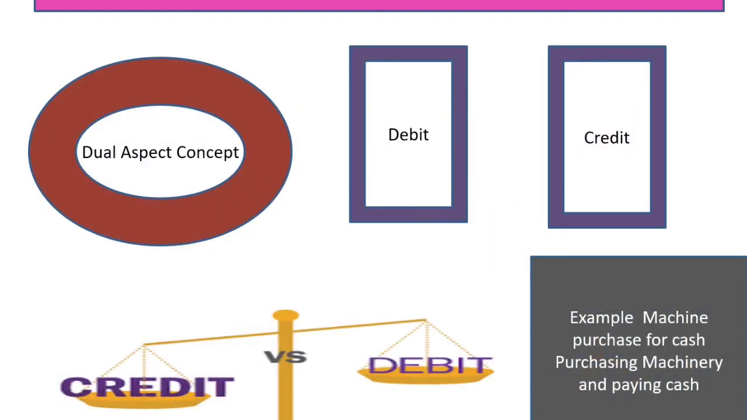Dual aspect concept. Dual aspect concept is a foundation and a very important principle of accounting. For each and every transaction, there should be two aspects. In accounting, we have 2 aspects. The first one is the giving aspect and the second one is the receiving aspect. That means debit and credit. If you purchase goods, the goods come in and the money will go out. This is the example of dual aspect concept.